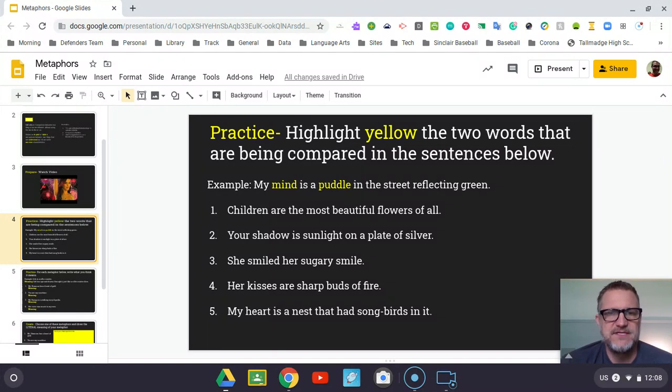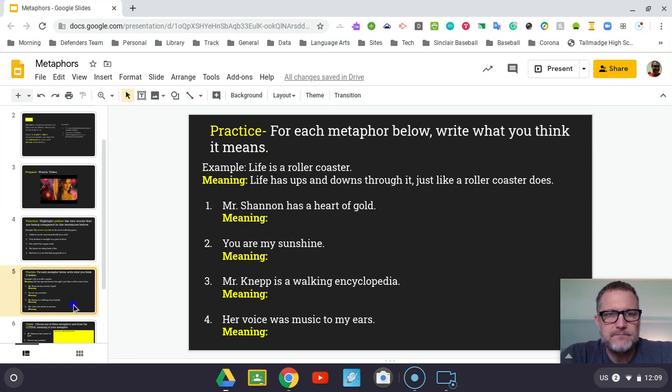We've got 5 sentences here for you to practice. You know how to go up on the toolbar and use your formatting tools to highlight the things that are being compared. Highlight them yellow. So when we look at that slide, we should see 2 things in each of the sentences being highlighted. Okay, moving on. The next slide, a little bit more practice.